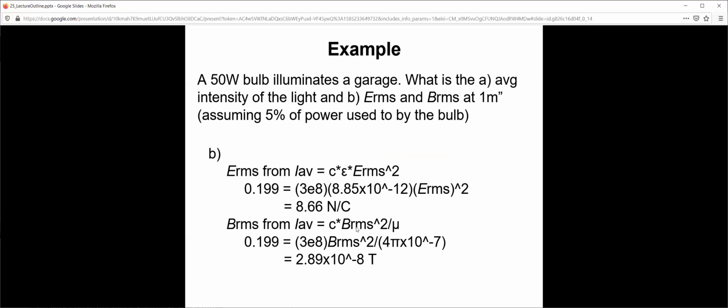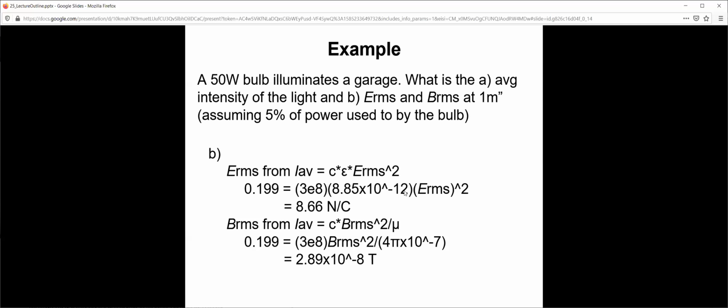So, since we know the intensity already, we can use c times epsilon. It's supposed to be epsilon naught. Again, I couldn't figure out subscript, so it'll work. c times epsilon times the E RMS squared. E RMS is what we're actually wanting, right? This is the equation here. The numbers are placed in the same order as shown up here. And then you need to solve for this guy here.